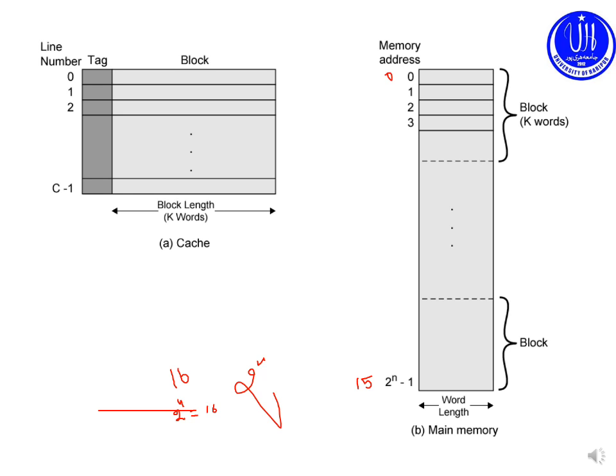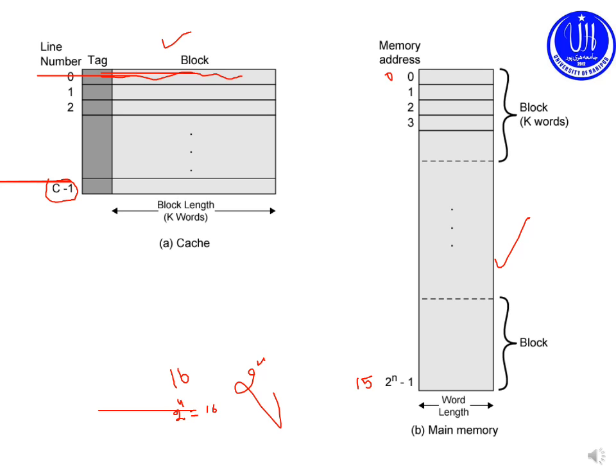Here this is the cache memory. It also starts from 0 and goes up to 2 raised to the power c minus 1, where c is the total number of lines in the cache. Usually the number of cache lines is much smaller than the total number of lines in the main memory. And one line contains more than one word. A bunch of words is called a block.